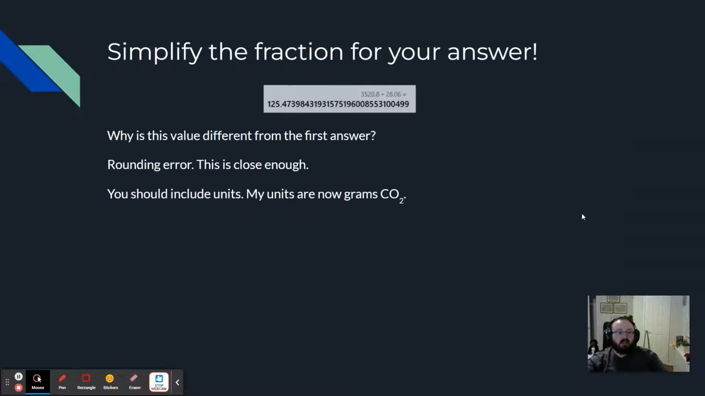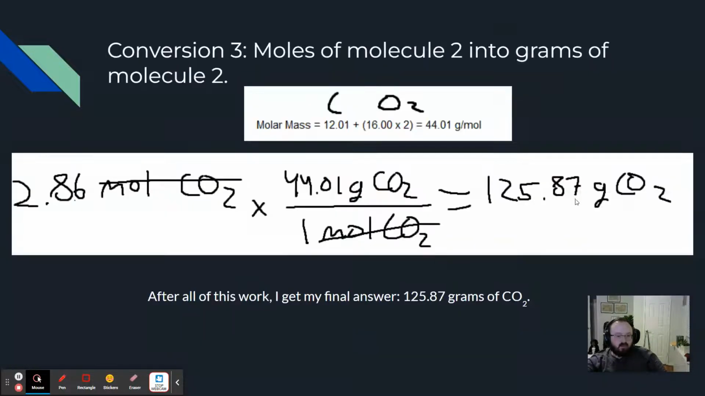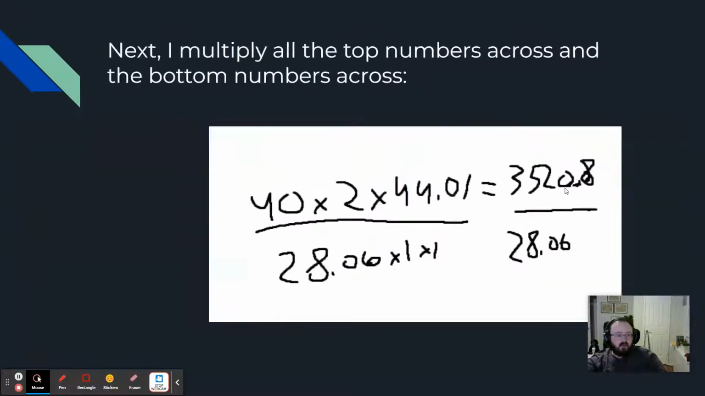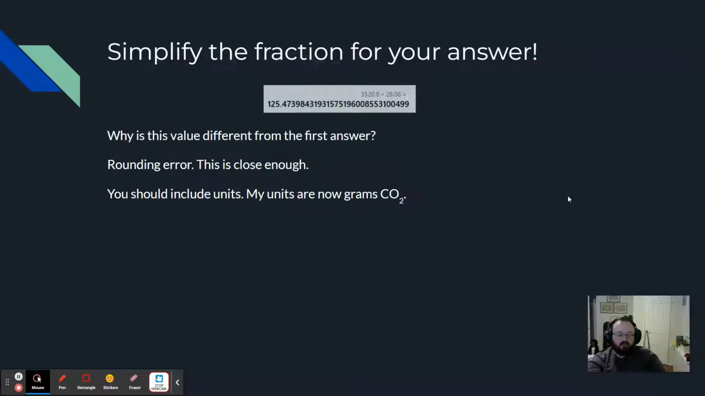You put this in the calculator, which I did there, and what do you get? 125.47. Why is this number different? The answer I got up here is 125.87. Rounding error. Okay? It's just rounding error. If it's that small of a difference, not a big deal. Every time you cut off an answer, you get something slightly different. Not a big deal. Okay? And I also should include units. My units are grams of CO2.